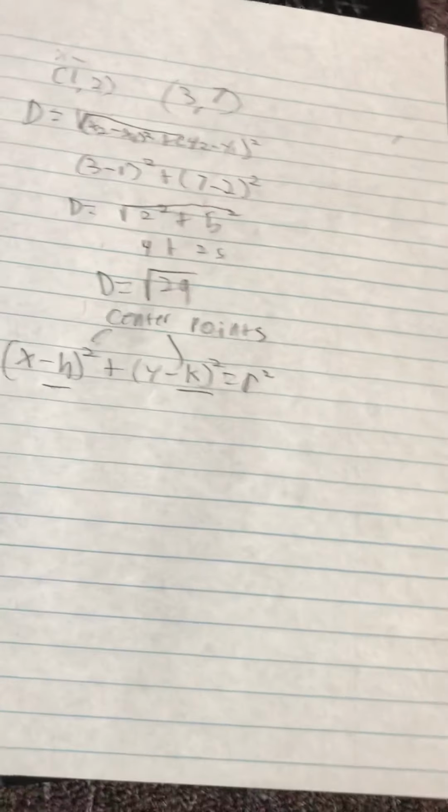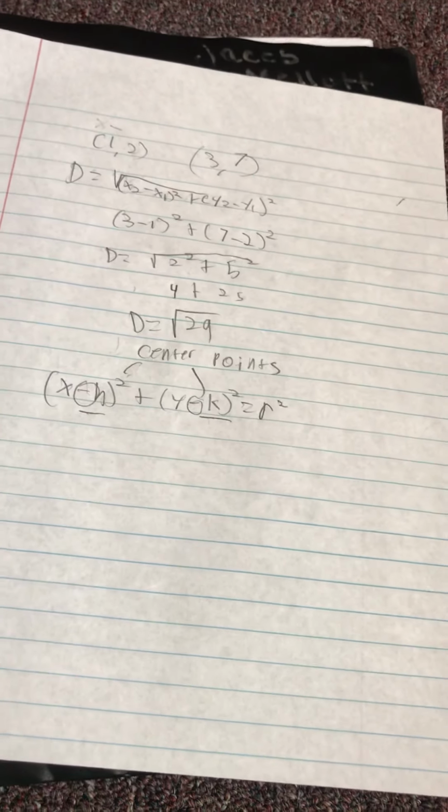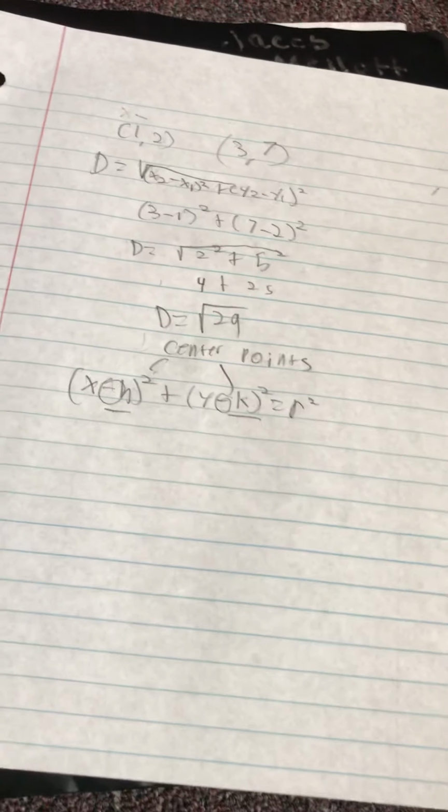If you don't have these, your center is 0. Write that down. Your center will be 0 if those are not there. If they are there, they're going to be the opposite number as the sign. So if it's a plus, it's going to be a negative. If it's a minus, it's going to be a positive.